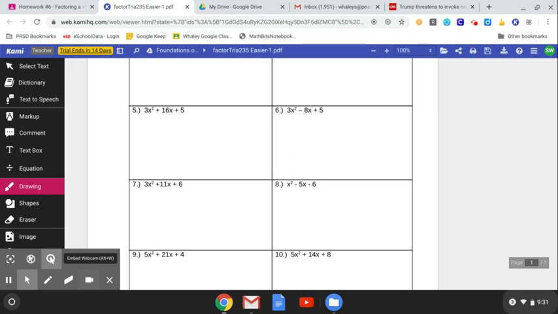So I've opened up the homework. I'll guide you through, talk you through some of the ideas, and we'll go from there. So let's start with number 5.